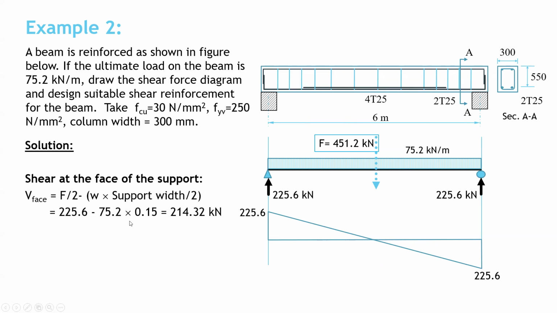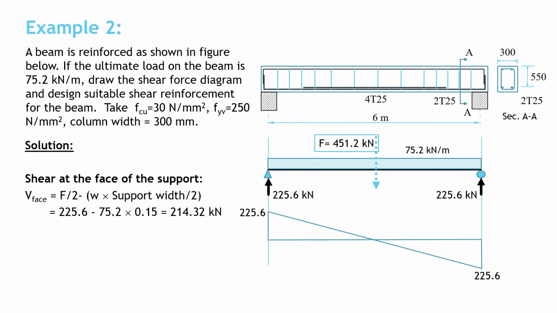So in this case, it is 0.15 because the width is 0.3 meter, and half of that will be 0.15. So the shear at the face of the support will be less than 225.6. It will be 214.32 kilonewton, and this is logical because when we go towards the center line, the shear will decrease. So now the value at the face of the support equals 214.32 kilonewton.